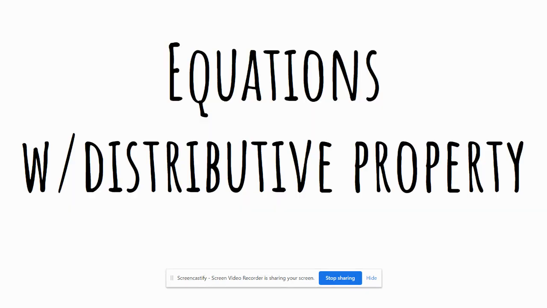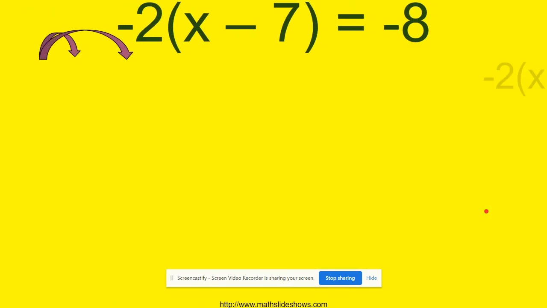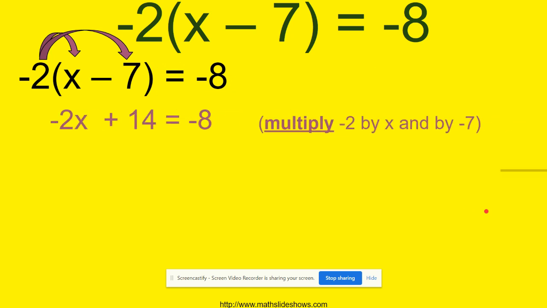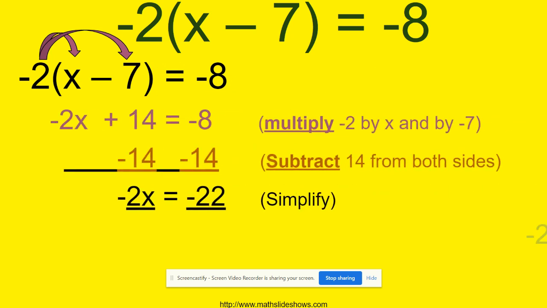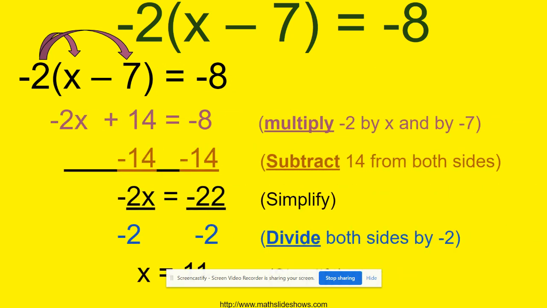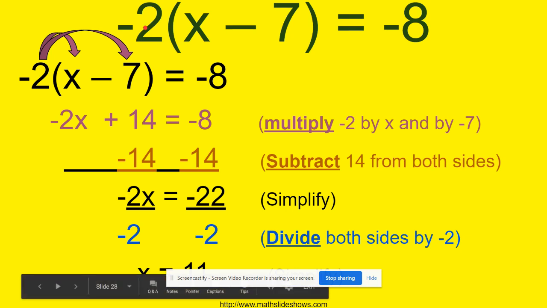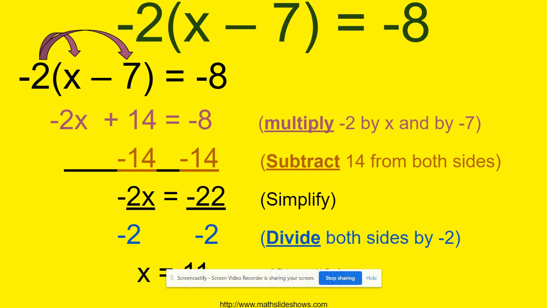Okay. Let's look at equations with distributive property. I'm not sure how much experience you guys have with distributive property, but let's let these all slide in and then we can talk about it. So how do you know when you have distributive property? Well, we see these parentheses. We see this negative 2 kind of snuggling up next to some parentheses. And we know that when these things are snuggling up, it means to multiply.